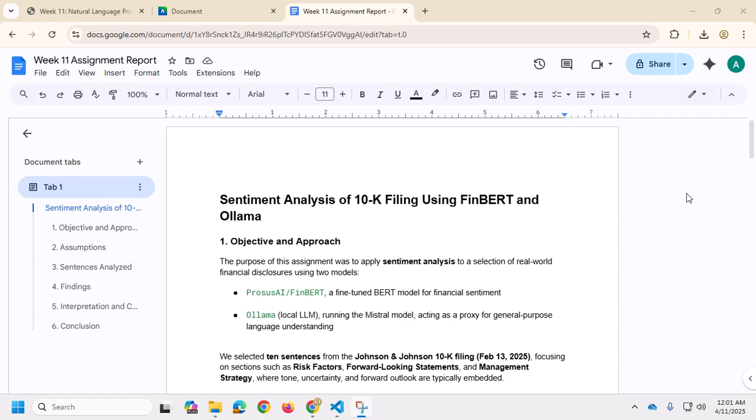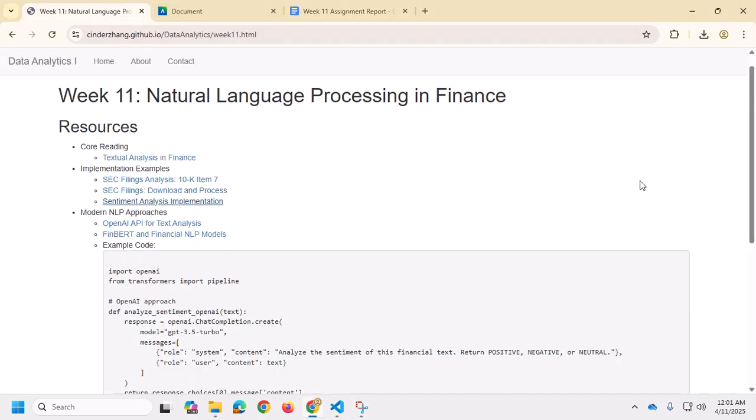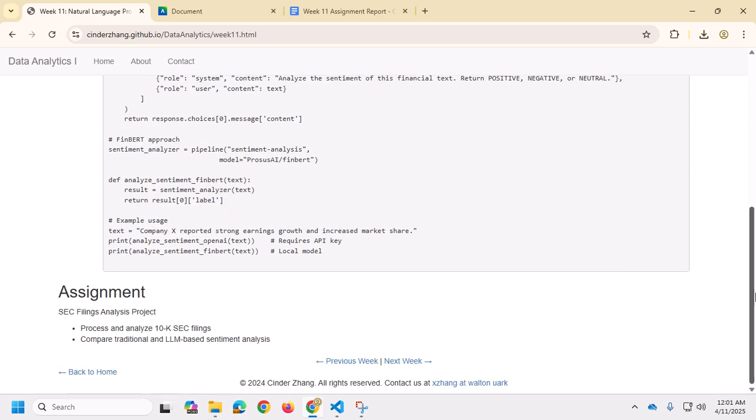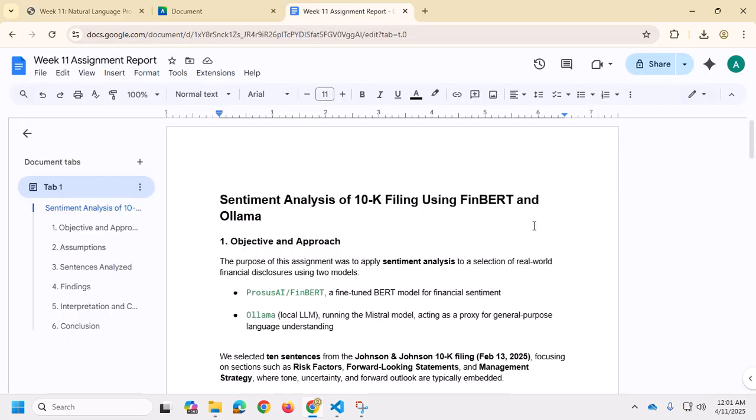Let me actually go back to the course website. We had to process and analyze the 10K SEC filings and compare traditional and LLM-based sentiment analysis, right? Our objective was to apply sentiment analysis to real-world financial disclosures using two models. The ones that we used were FinBERT for the traditional one, for the financial sentiment, and then for the LLM one, we're going to be using Ollama.